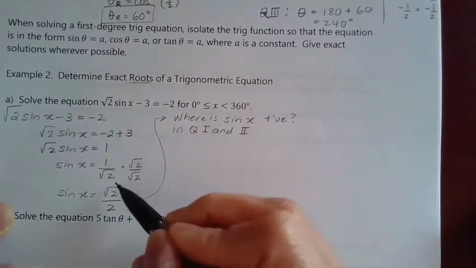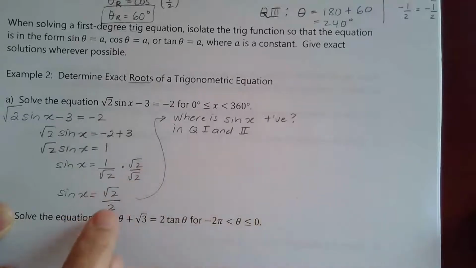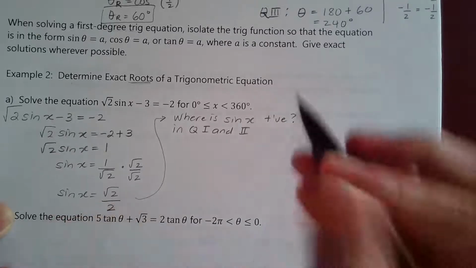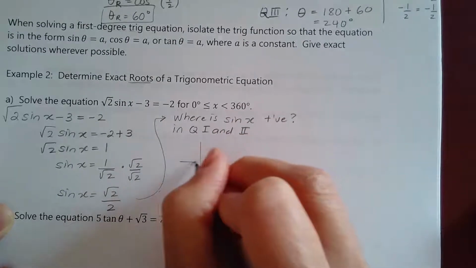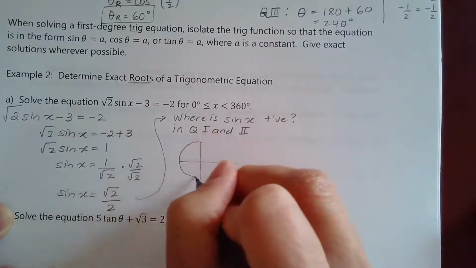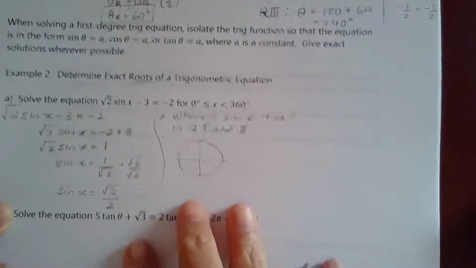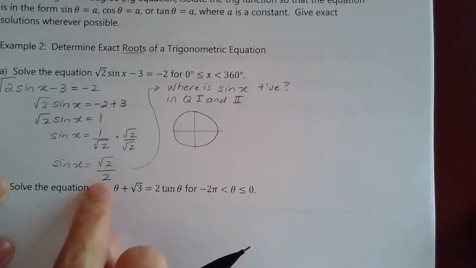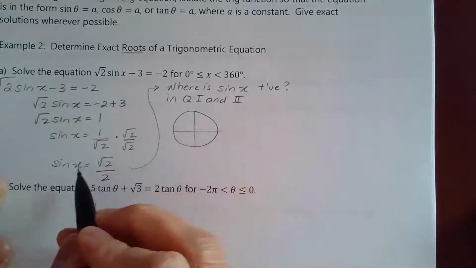Now we're going to recognize that this number is one of the special angles that gives us square root of 2 over 2 as a sine of x. Now, if you don't recognize that this is a special angle, you could go sine of x.